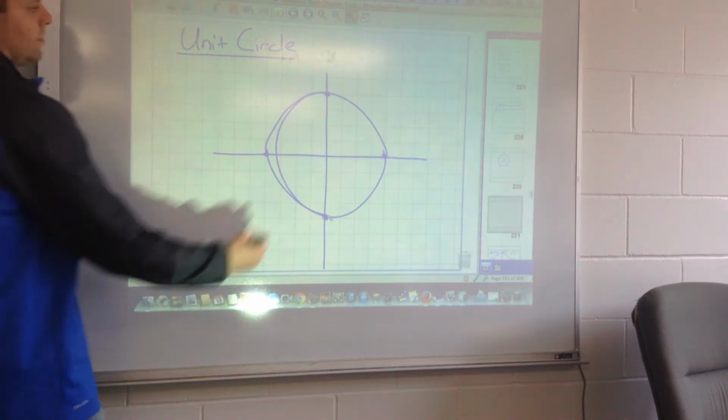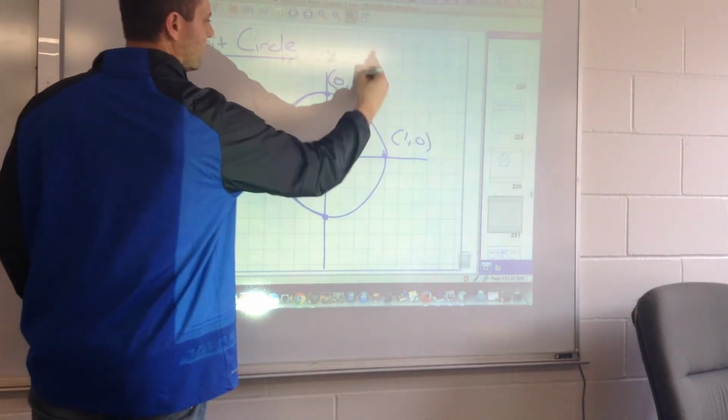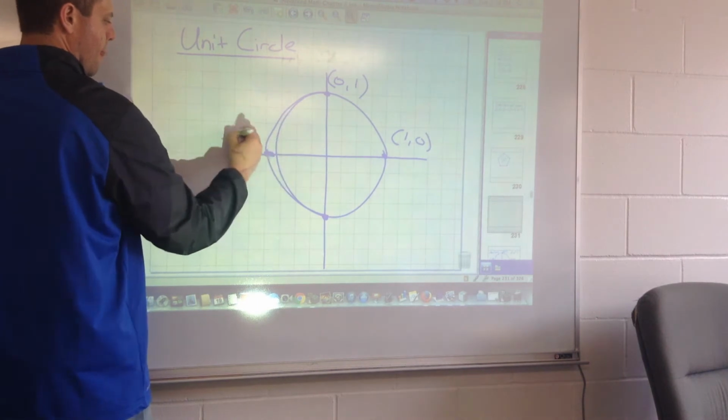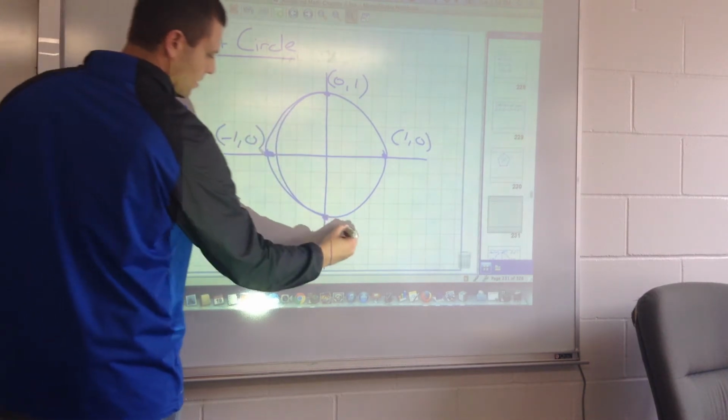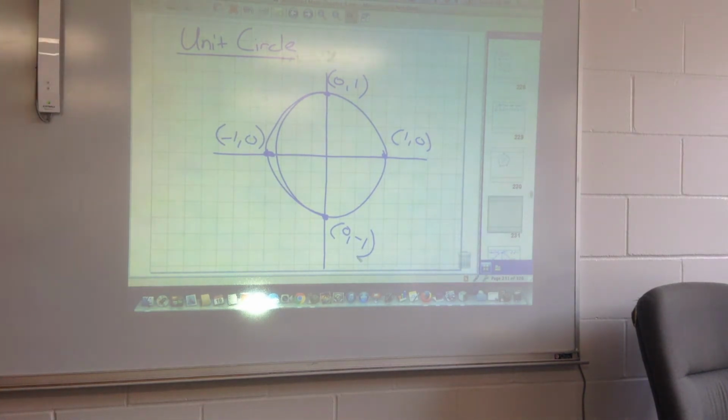Okay. So I got 1, 0, 0, 1, negative 1, 0, 0, negative 1. So this is my unit circle. The reason this is called a unit circle is because it's a circle centered at the origin with a radius of 1 unit. Okay? The radius is simply 1 unit long.